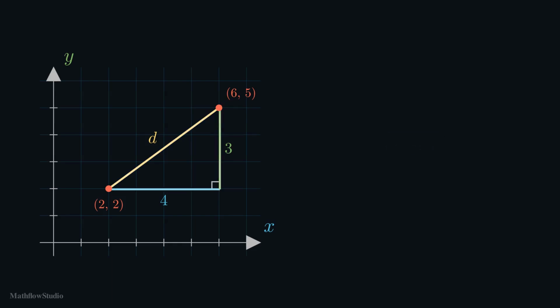Here's the beautiful part. This works for any 2 points at all. Call the 2 points (x1, y1) and (x2, y2). The legs become x2 minus x1 and y2 minus y1, the very same subtractions as before.